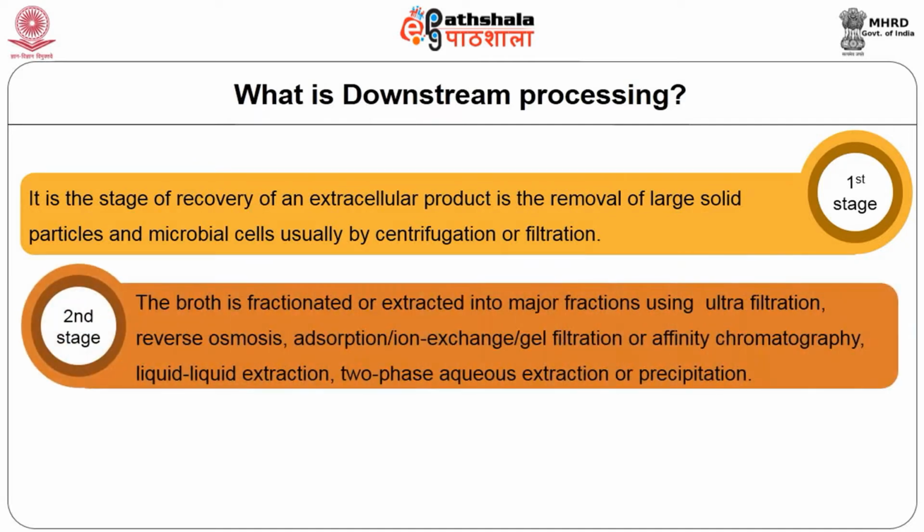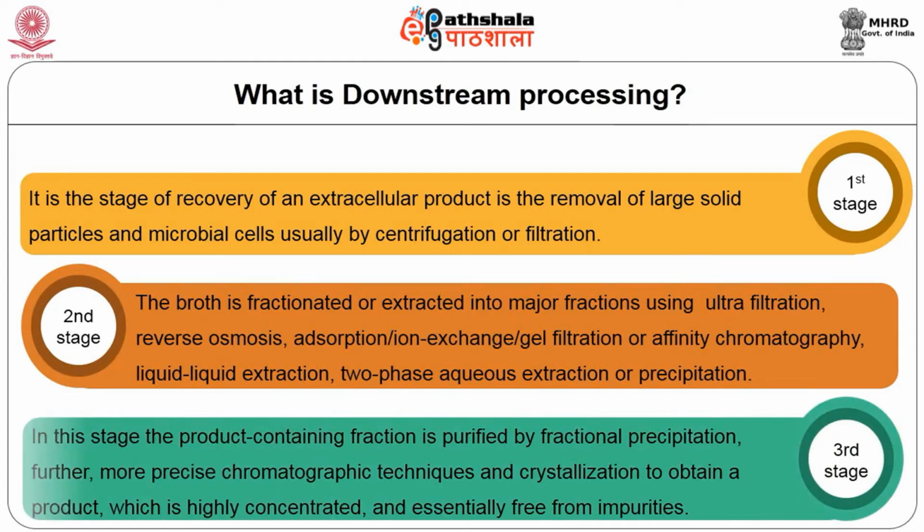In the second stage, the broth is fractionated or extracted into major fractions using ultrafiltration, reverse osmosis, adsorption or ion exchange, gel filtration or affinity chromatography, liquid-liquid extraction, two-phase aqueous extraction or precipitation. Afterwards, the product containing fraction is purified by fractional precipitation, further, more precise chromatographic techniques and crystallization to obtain a product which is highly concentrated and essentially free from impurities.